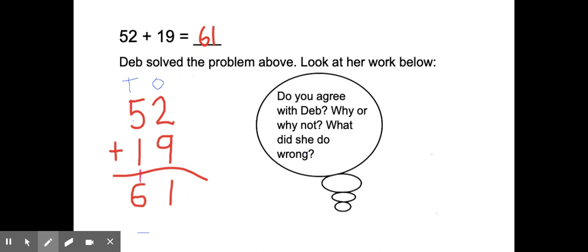Now let's add our tens together. 5 tens plus 1 ten is 6 tens. Plus 1 more is 7. Uh-oh. Because Deb didn't write the new 10 below, she wrote the wrong answer. This should be a 7. When we are adding, we always need to make sure that we make a new group if we have 10 ones or 10 tens. Otherwise, we'll get the answer wrong.